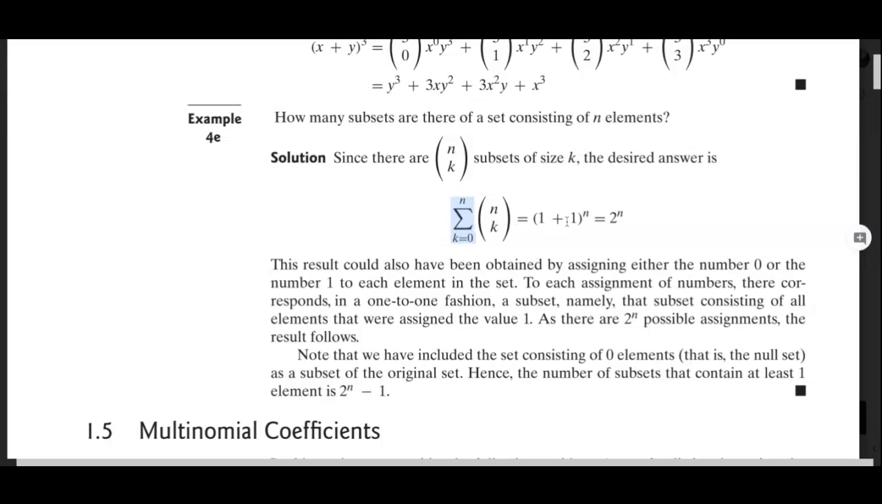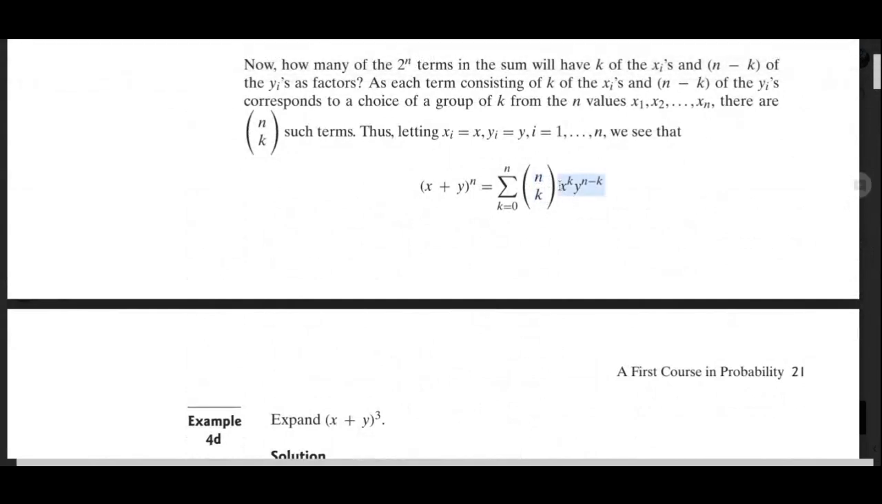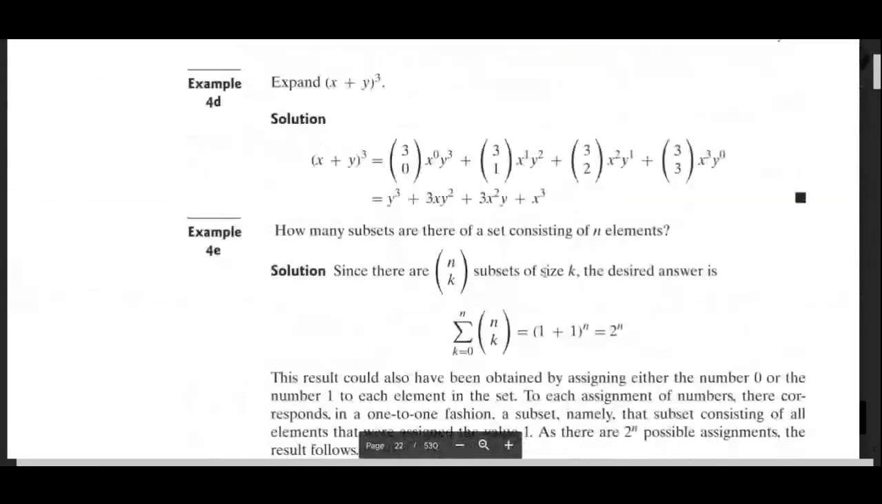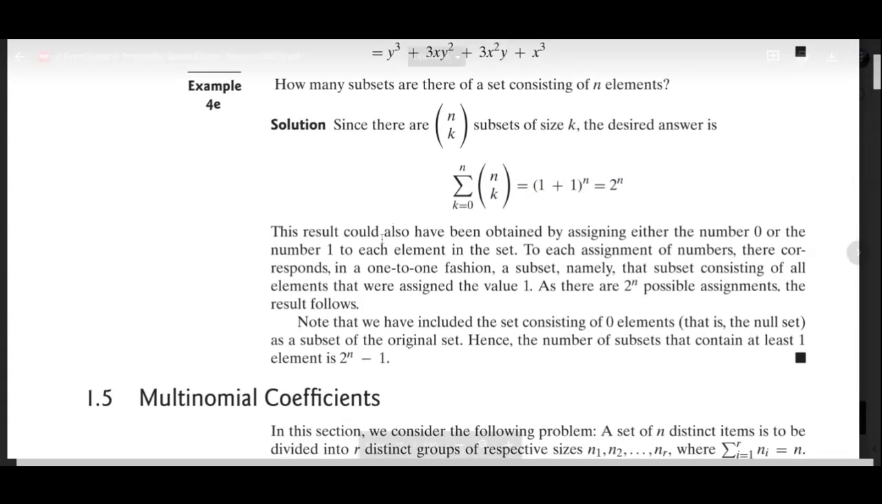Can you see that's 1 plus 1? Where does this 1 come from, compared to this? You don't see x raised to k, y raised to n minus k, because it's only 1, so that's 1 raised to k times 1 raised to n minus k. Because this only has a coefficient n choose k. So that's why 1 plus 1 raised to n is 2 to the nth power. So this is a proof by the binomial theorem. Okay. Anyone has any questions for this?